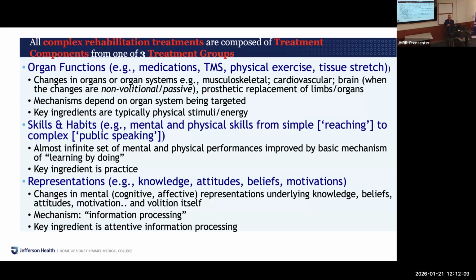Second category, skills and habits. These are the zillions of behavioral skills, mental and physical, from very simple, like to reach for something, to complex, like public speaking.